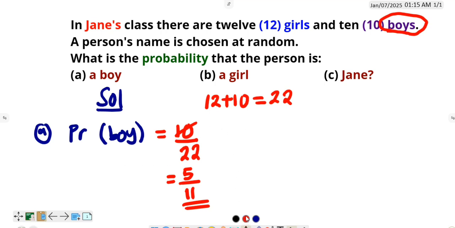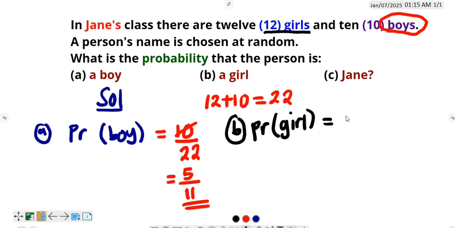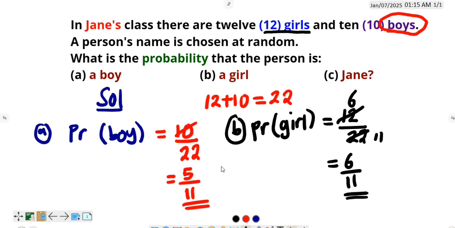Let us now look at our question B. For question B, we need to find the probability of picking a girl. So we are doing the same here. To get the total number of girls, we have been told that there are how many? 12. So we get 12 over the total number of outcomes, which is 22 right here. So this will be divided by 22. So we can simplify. 2 here, we are going to have 6. 2 here, we are going to have 11. So we are going to have 6 over 11. So this will be the probability of picking a girl.